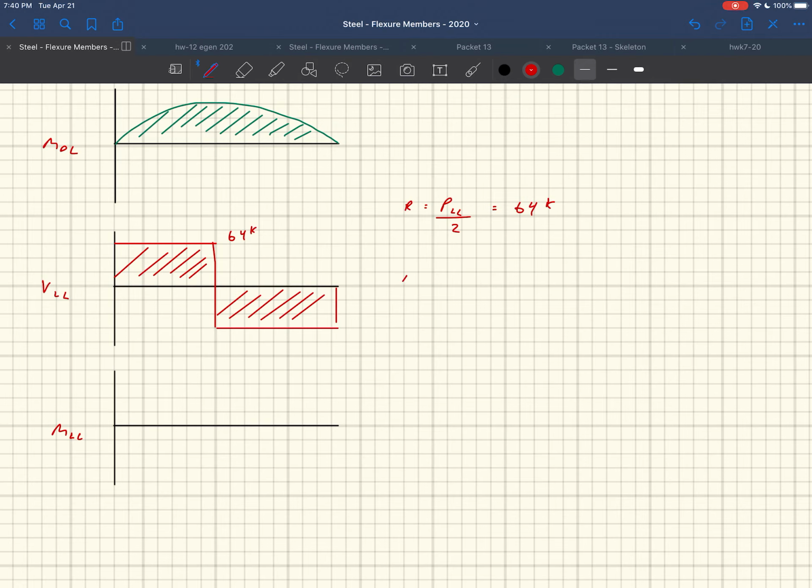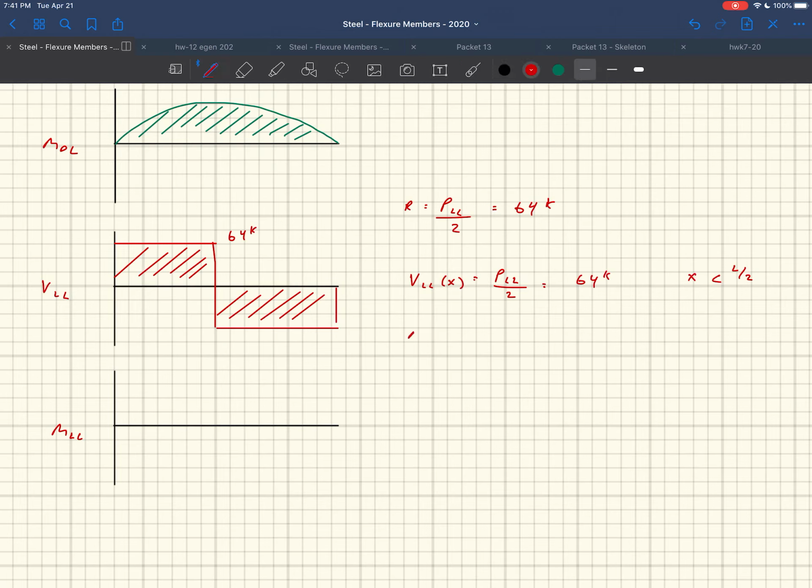The moment equation is just going to be, let's write what shear is. Shear, the live load, as a function of x, is going to be PL over 2. It's going to be 64 kips. This is for x less than L over 2. This is only valid for that. When x is greater than L over 2, it becomes negative 64. But we just need to know what's happening before L over 2.